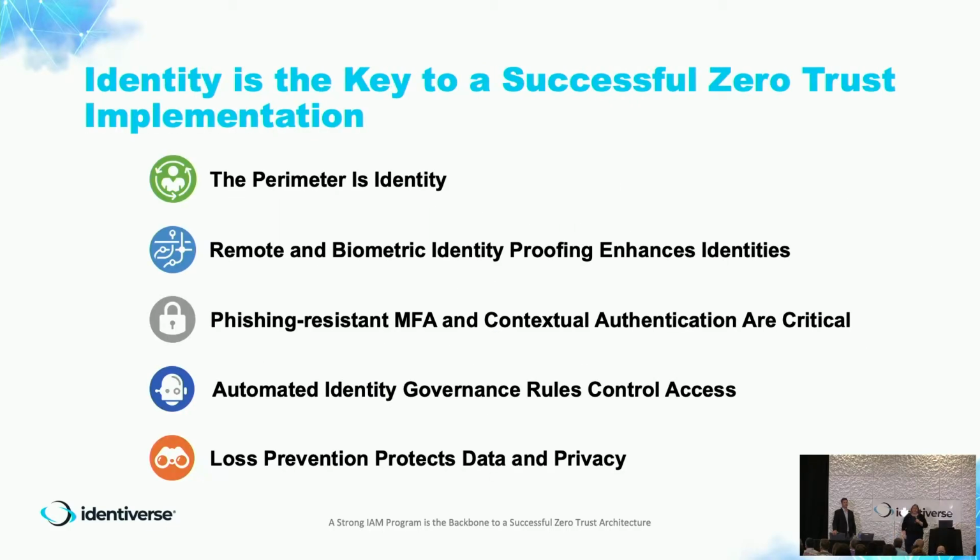Identity is the key to all of this. So perimeter really does become identity. You have to prove that you are who you say you are each time you go into an application. That means that contextual authentication becomes that important perimeter to get you into where you're trying to go.